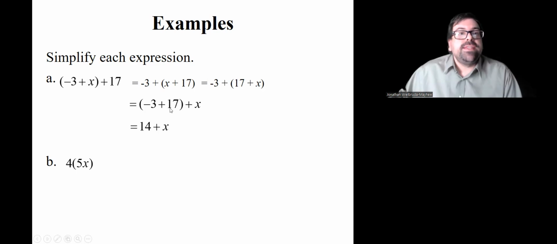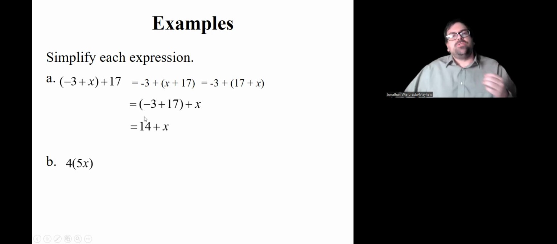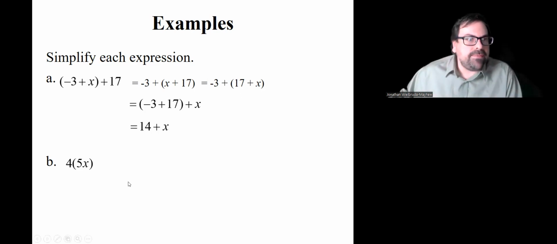So instead of using these properties and making all these different changes, in the end, we're just able to drop the parentheses since it's all addition, and then add the things that can be added, the negative 3 plus the 17. But it's the associative and commutative properties that are working in the background while we do that.